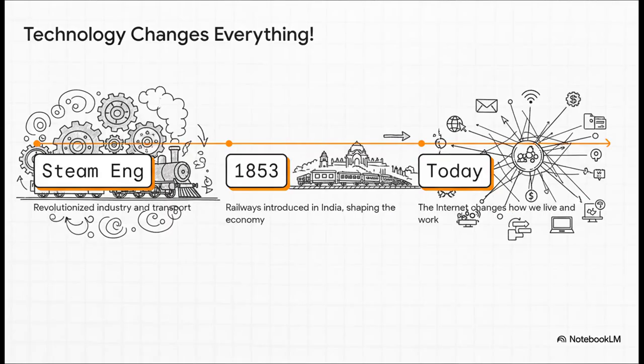Okay, next up, technology. Oh, this one is a biggie, especially for your generation. Things like the steam engine literally changed the world. And when the British brought railways to India way back in 1853, it wasn't just about faster travel. It completely changed our economy. And today, well, the internet. It has totally changed our lives in ways our grandparents couldn't even have dreamed of.